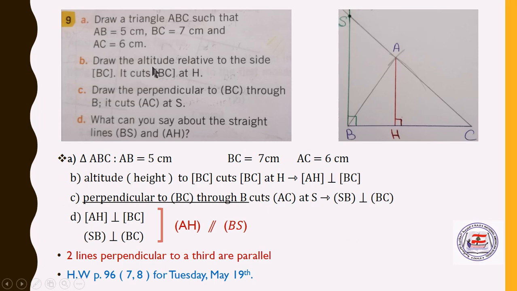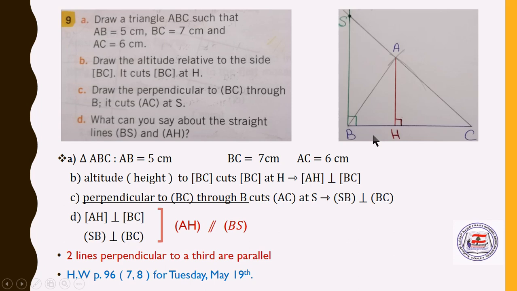Draw the altitude. Altitude is the height. It is a perpendicular drawn from the corner, from the vertex, to the opposite side, relative to the side BC. This means it is to side BC. Then from where do we start? From A. I draw a perpendicular from A to side BC. What do I use to draw the perpendicular? Yes, that's it. I must use my set square.